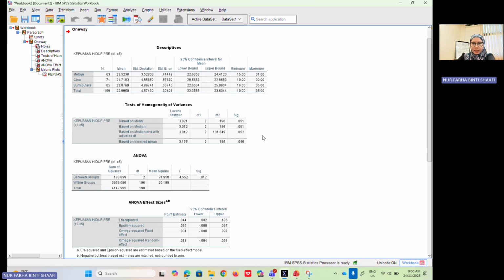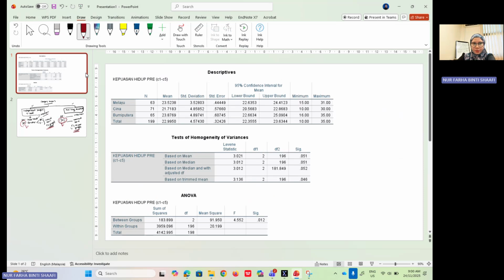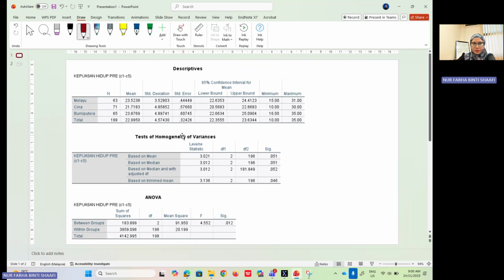So I, in advance, already screenshot the output and pasted it on this PowerPoint. I have enlarged it a bit so that maybe you could observe. From here, you have three tables that I want to show you. The first table is the descriptive table, where you could have the value for the mean and the standard deviation. This is the IV, the ethnicities.